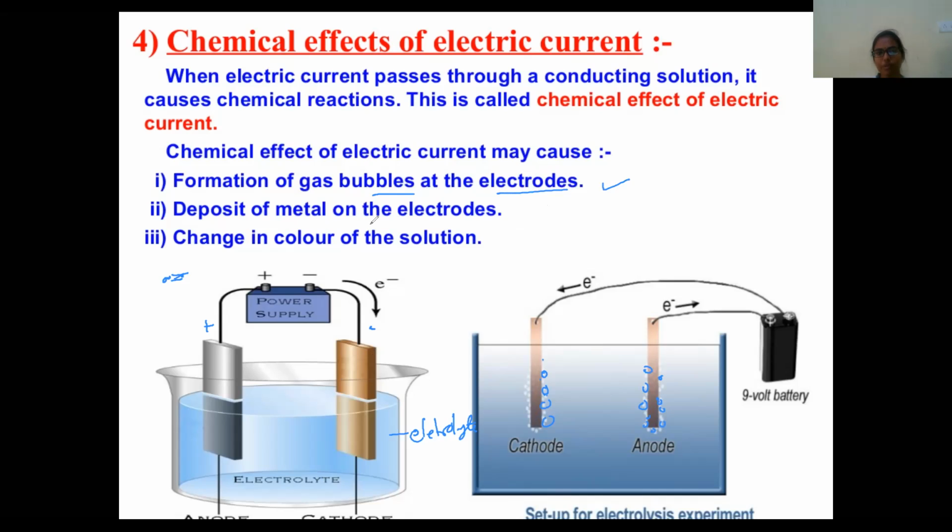And deposition of metals on the electrodes. You can observe, suppose this is a light silver color, and after some time the color changes. That is also one method we use to find it. And the change in color of the solution. Initially the solution is a blue color, and after some time you can see it becomes a green color. So all these three are things we note. We note whether a chemical reaction is happening when a current is flowing, and we find that using these.